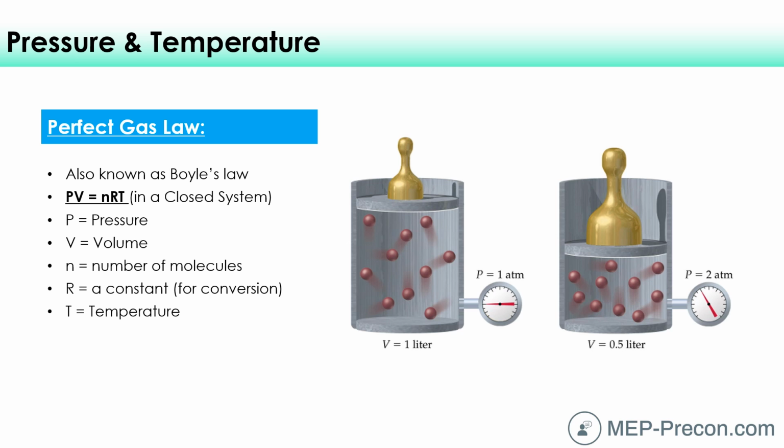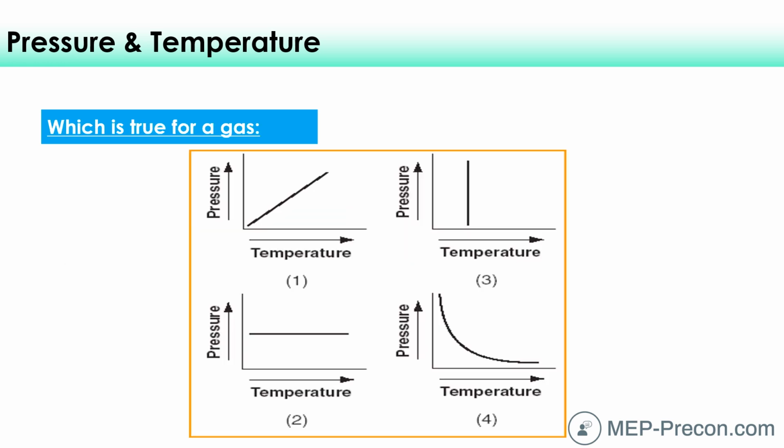And so if everything else is held constant, the volume and the number of molecules within the system, as the pressure goes up, what happens to the temperature? Yeah, if everything else stays constant, the temperature goes up too. And as the pressure goes down, the temperature goes down. So based on that, looking at this little diagram here, what do you think is true for a gas then? Which one of those would be true? Take a look there.